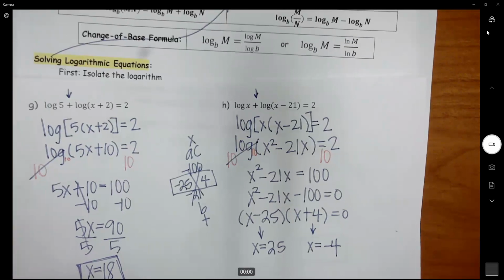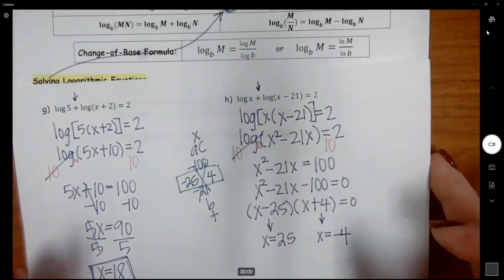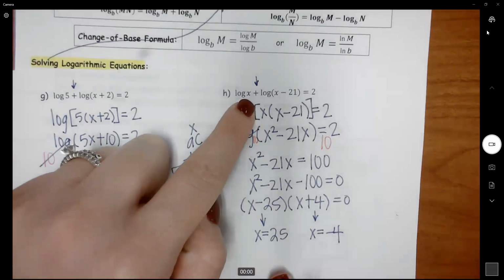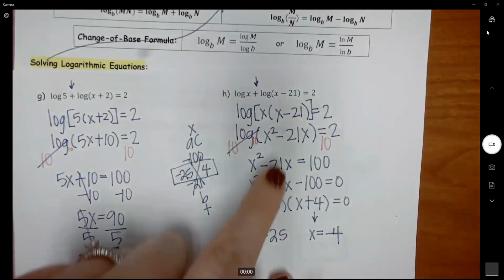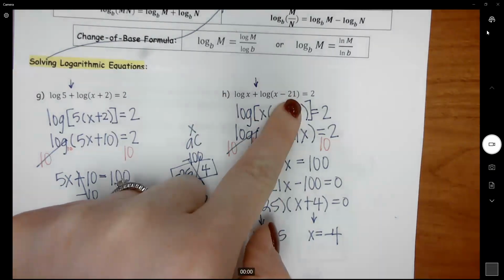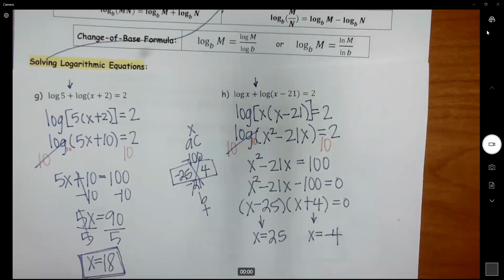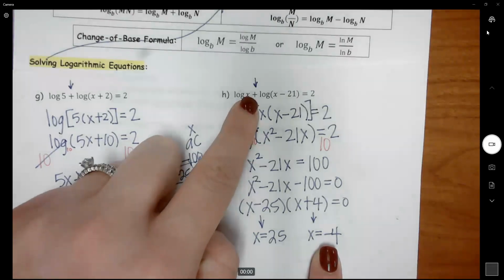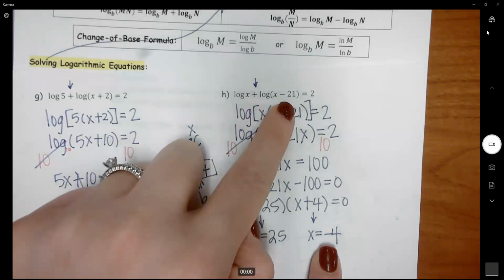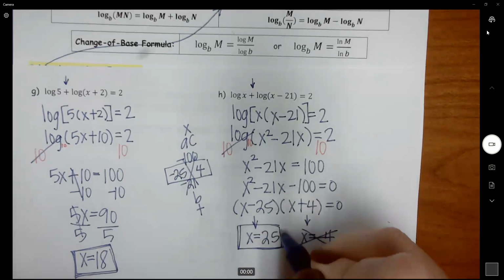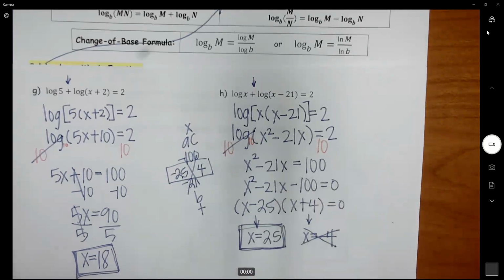Plug them in before you say that those are the answers. 25, when you plug into this x, that's log of 25. That's a number, that's fine. When you plug in 25 here, you get 25 minus 21, which is 4. So we get log of 4. That's great as well. Here, right from the get-go, when you plug in negative 4 here, that doesn't work, and it won't work here as well. So this one is not an answer. This is my only answer here.